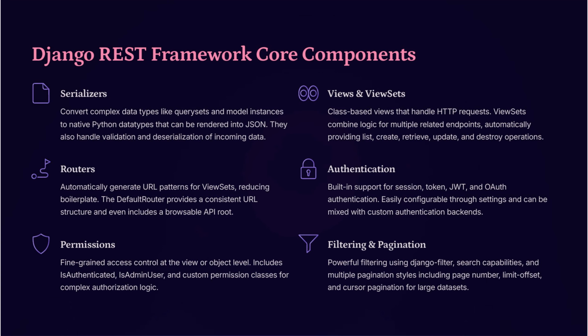Django REST Framework's core components streamline API development. Serializers convert complex data to JSON, handling validation. Views and viewsets manage HTTP requests, offering CRUD operations. Routers generate URL patterns, reducing boilerplate. Authentication supports various methods like JSON Web Token and OAuth. Permissions provide fine-grained access control, while filtering and pagination enhance data handling for large datasets.